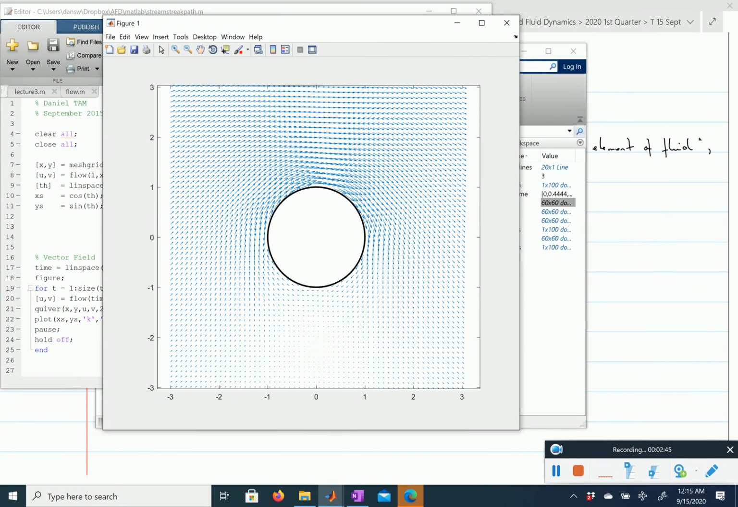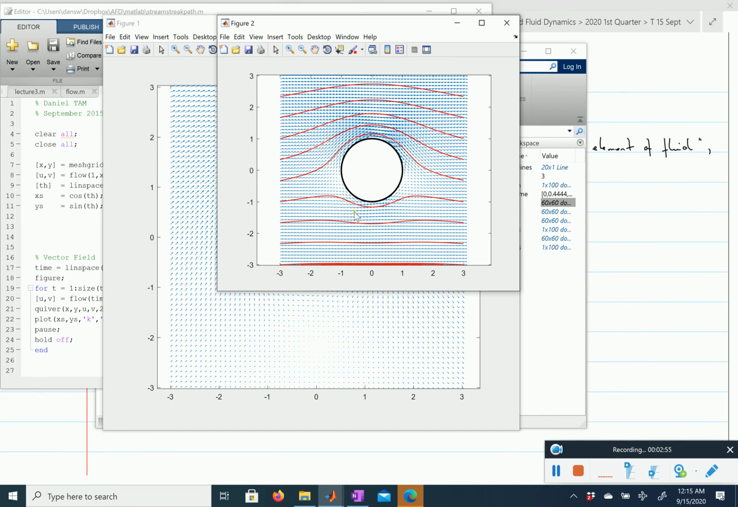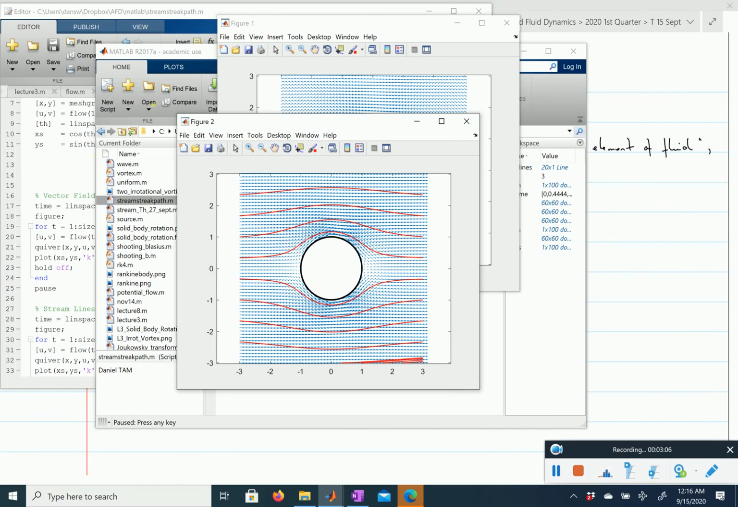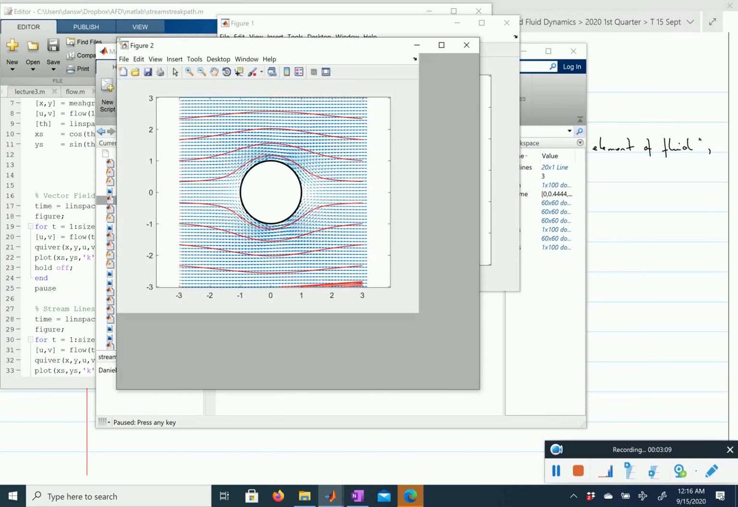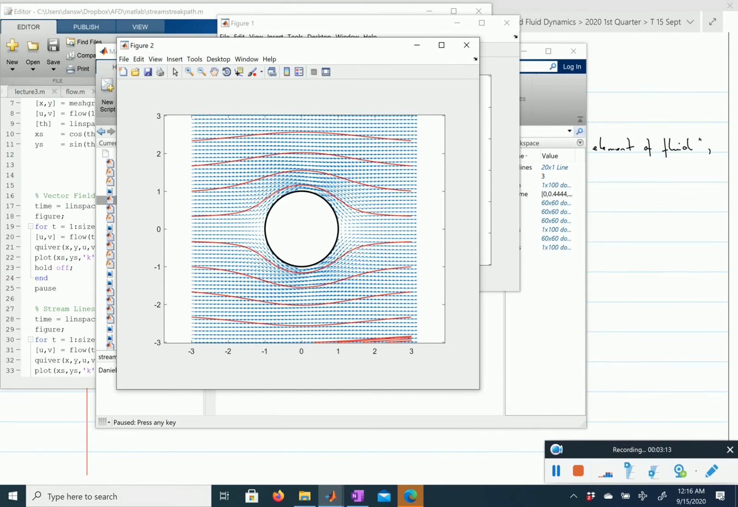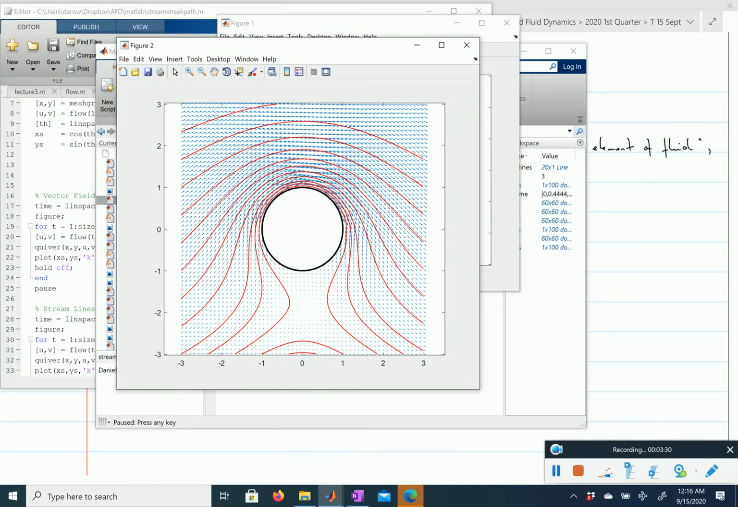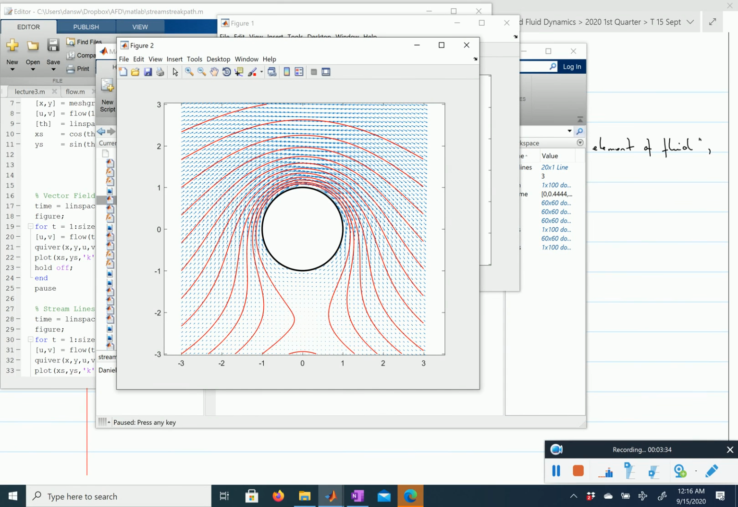The streamlines are always tangent to the velocity field at a given time. So here are the streamlines for this flow. You see the streamlines are tangent to the flow field at this time. And then at a later time, the streamlines change, but they are always tangent to the entire flow field at a given time. So these are the streamlines a little bit later on, and then again a little bit later on, and this is how the streamlines are deformed.